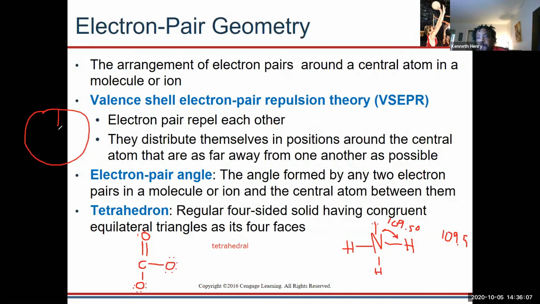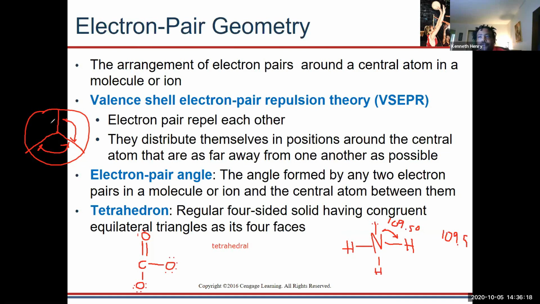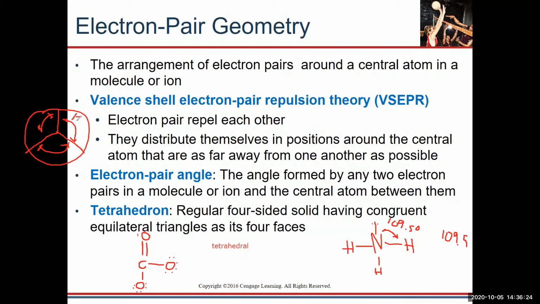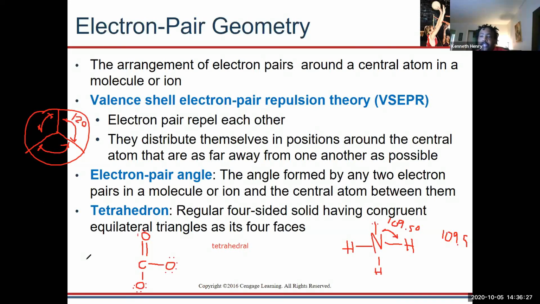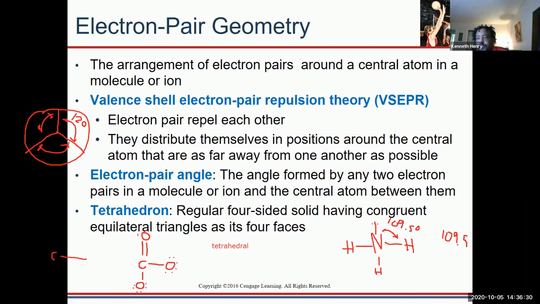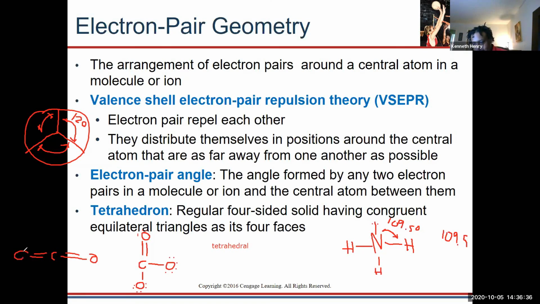So if I have 3 attachments, 1, 2, 3, what do you think each of these angles are going to be? 120. So if I only have 2 attachments, so we have something like this guy, then, again, look at our circle, 2 attachments. What is the angle? 180. Okay.